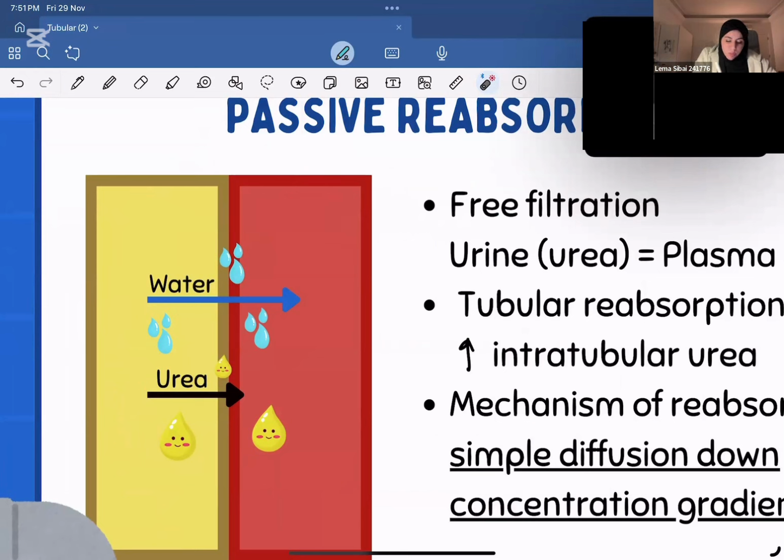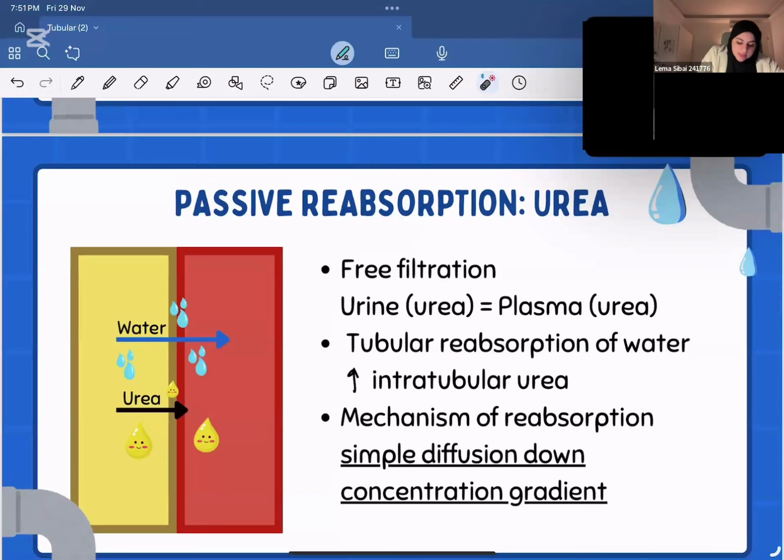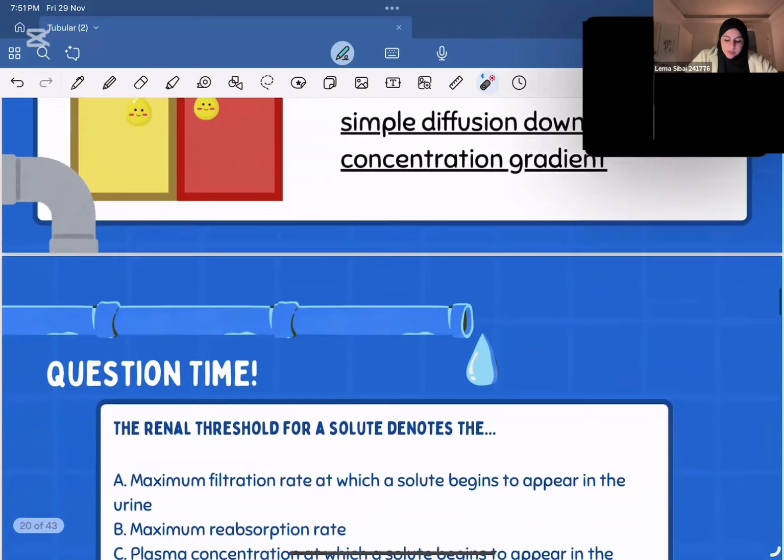And so since water is diffusing from tubular fluid to the blood or the plasma, there's a higher concentration of urea in comparison. So what does urea do? It just follows suit. About 50% of the urea is going to be reabsorbed into the blood. And that's basically all she wanted to say. Since there's more urea here and less urea here, it follows simple diffusion the same way that water does. If anyone has any question on this, you can stop me.